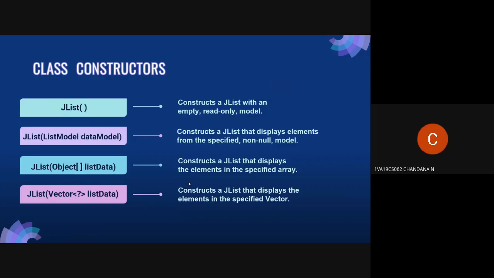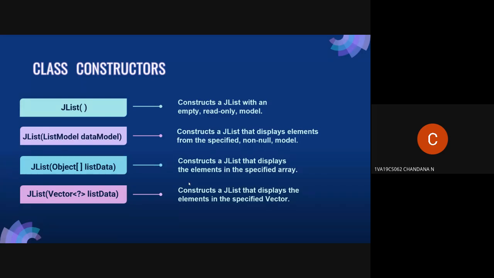So JList, as we know, is a class. Every class has its inbuilt constructors. In the same way, JList has four constructors. The first one is JList. This constructor is the simplest one, which will just create an empty template of the list without any elements in it.